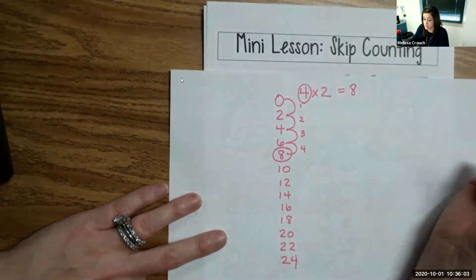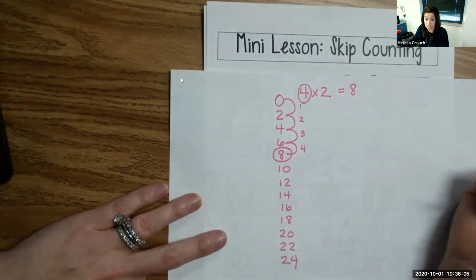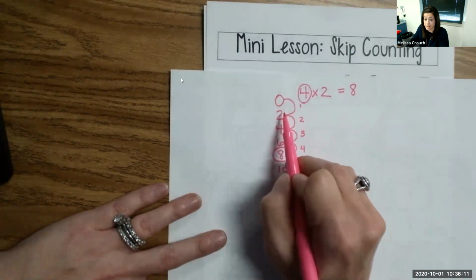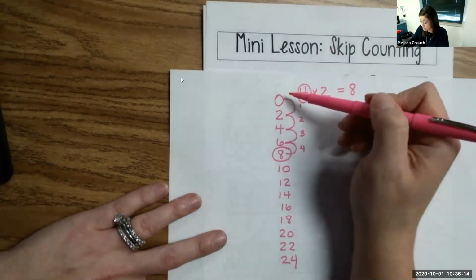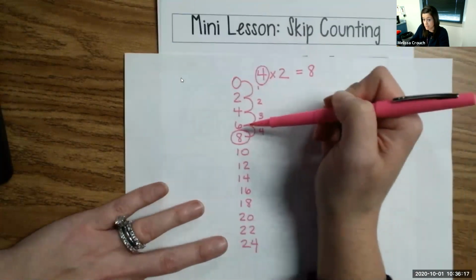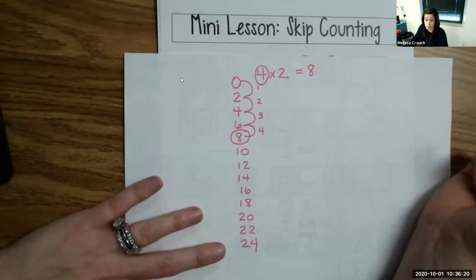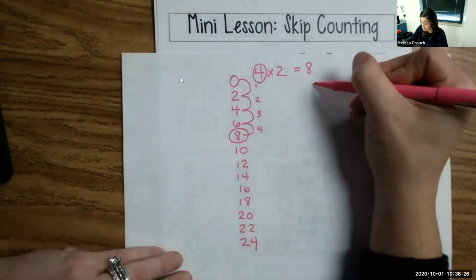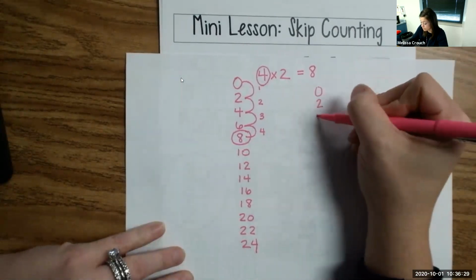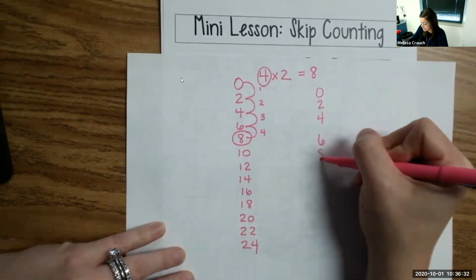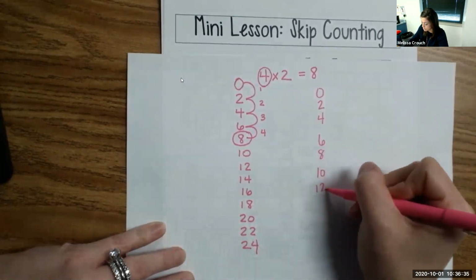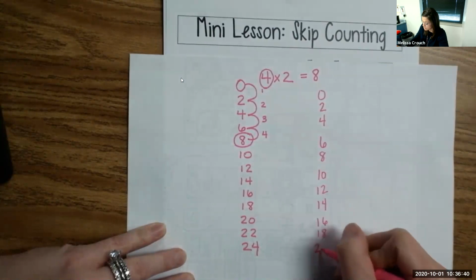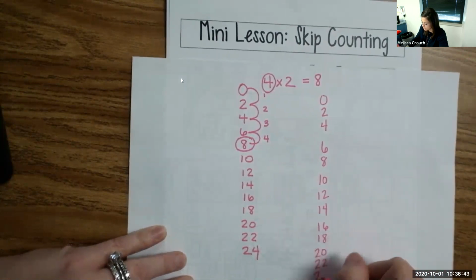Okay, so I just skip counted, and then I started at my 0, and I'm counting my hops. I'm not counting all of my numbers. I'm counting the jumps it took me, okay? So let me try another one. I'm going to skip count by my 2s again, and I go all the way down to 24. So 0, 2, 4, 6, 8, 10, 12, 14, 16, 18, 20, 22, 24.